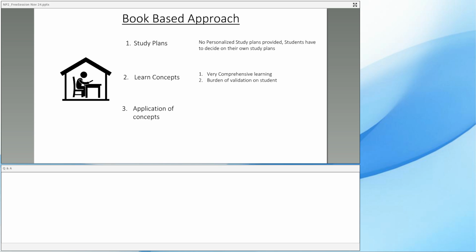Then comes the application of those concepts. Why? Because you've got to learn how to apply concepts. Now, the way people who learn using books learn application is primarily by solving questions, and they solve hundreds and hundreds of questions. Why? Because a book-based architecture is not very conducive to teaching application any other way.